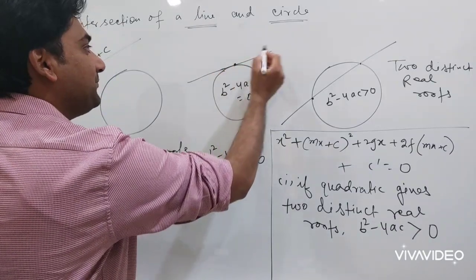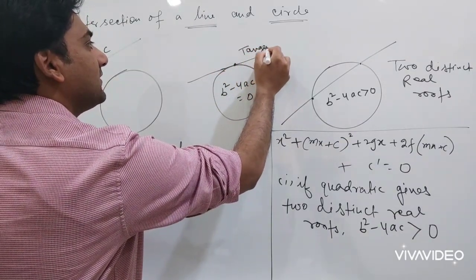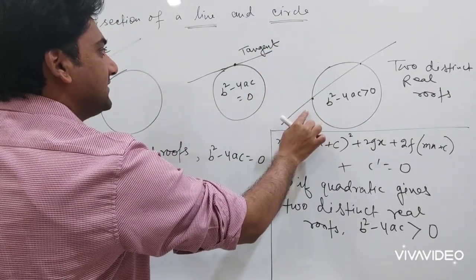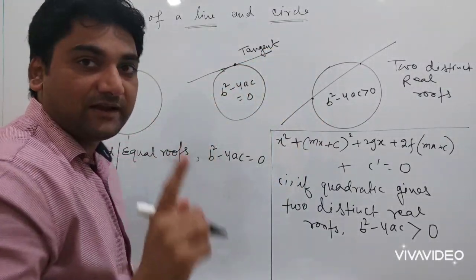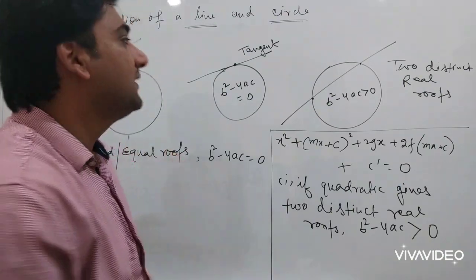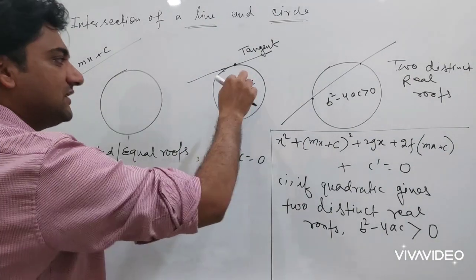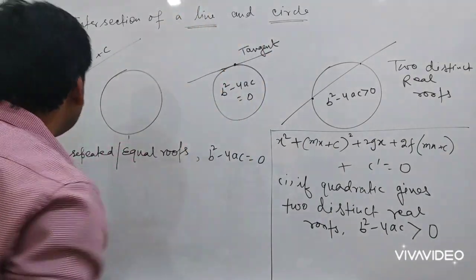And at this time, the condition would be b square minus 4ac equal to 0, and this line will be called a tangent. Okay, this is not a tangent. This would be a tangent. A line which touches the curve at only one point is called a tangent. So when b square minus 4ac equals 0, you will have a tangent.